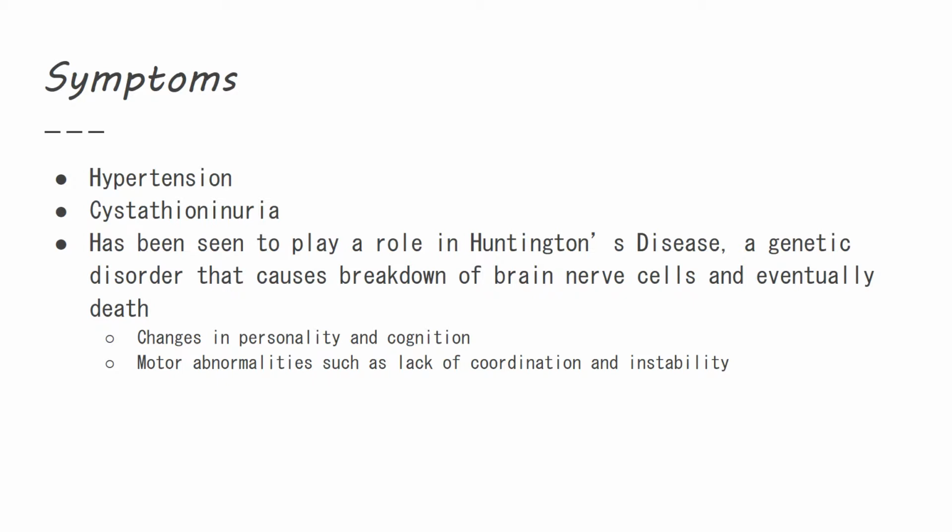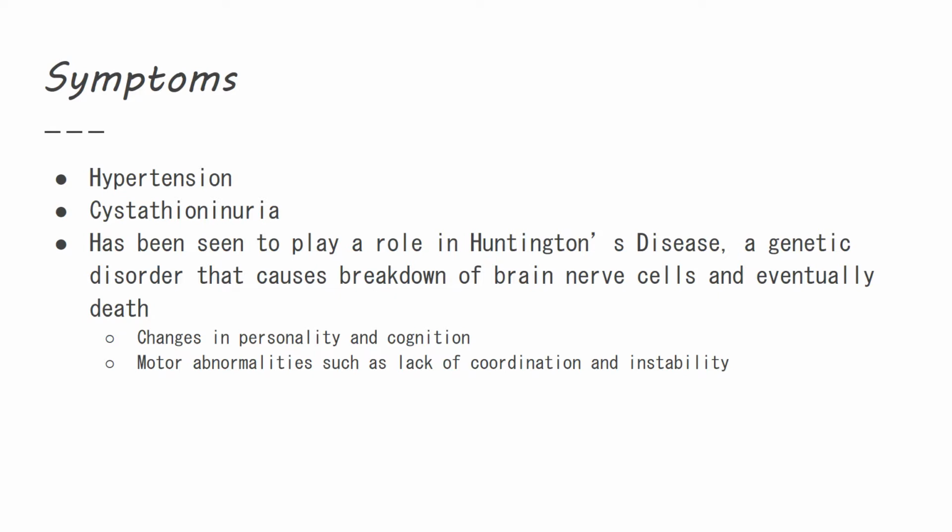Symptoms of cystathionine gamma Lyase deficiency include hypertension due to lack of hydrogen sulfide normally produced from a reaction including cystathionine gamma Lyase along with another enzyme. Hypertension occurs because hydrogen sulfide is a vasodilator and additionally plays a role in regulation of cell growth. Cystathioninuria, or increased cystathionine in the urine, also occurs due to this deficiency.